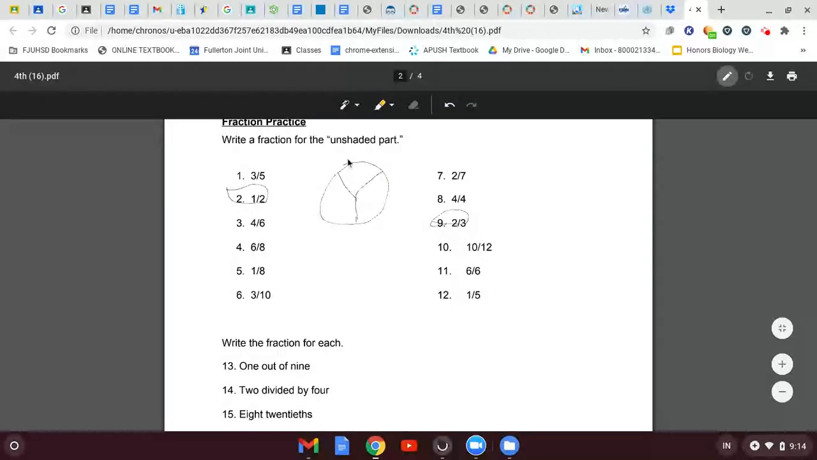The shaded part is 2/3. So the shaded parts are this one and this one. These parts are all shaded, but what part is non-shaded? This part. If 2/3 make 1, then what part is unshaded? 2/3 plus 1/3 equals 1. So the answer would be 1/3, because this is 1/3.